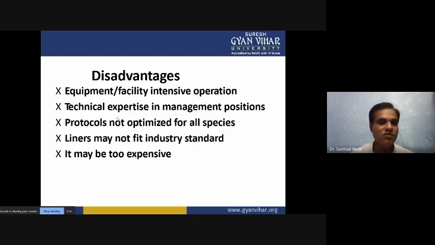Then it may not fit the industry standard. Then it may be too expensive. You see, expertise is required and high-end laboratory operations and facilities are required. So these costs will increase, and when we are propagating just 100 to 1000 plants, the cost will be high. If we are producing millions of plants, then only will the expenses be reduced.